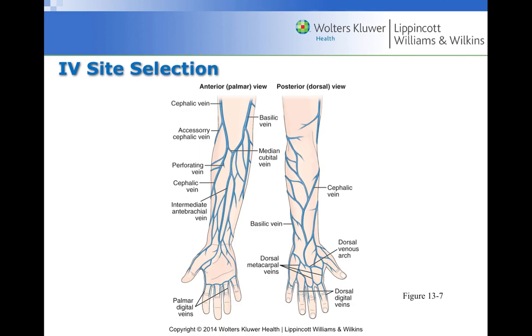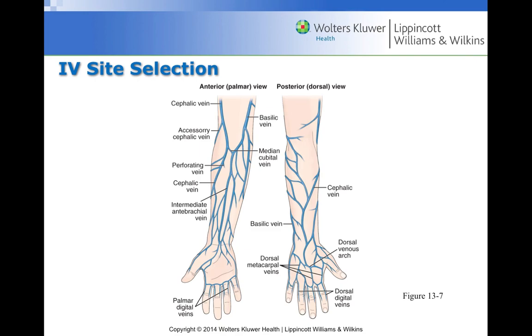Now, with your IV site selection, this is in figure 13-7, which is noted on page 274 in your text. This is where you can start an IV. Of course, most often, ones that are used, I'll point those out. Usually your cephalic vein, your basilic vein, those are the nice, juicy ones that we can see readily. Your intermediate antebrachial vein is also used. The one that we like for labor and delivery is your basilic vein.